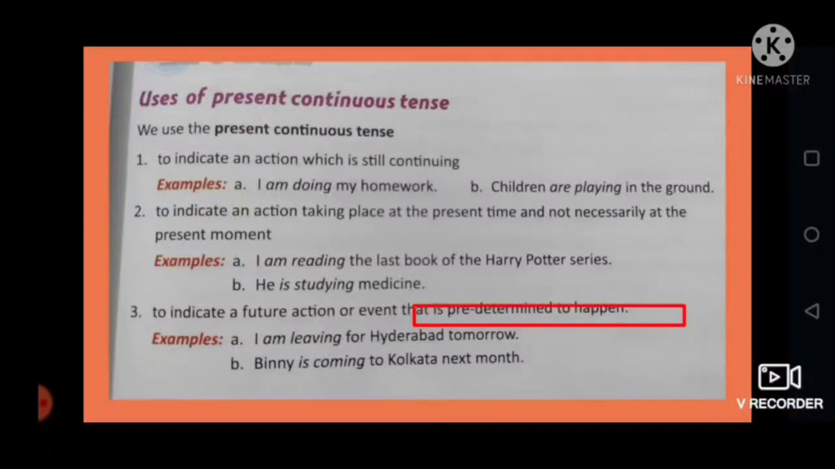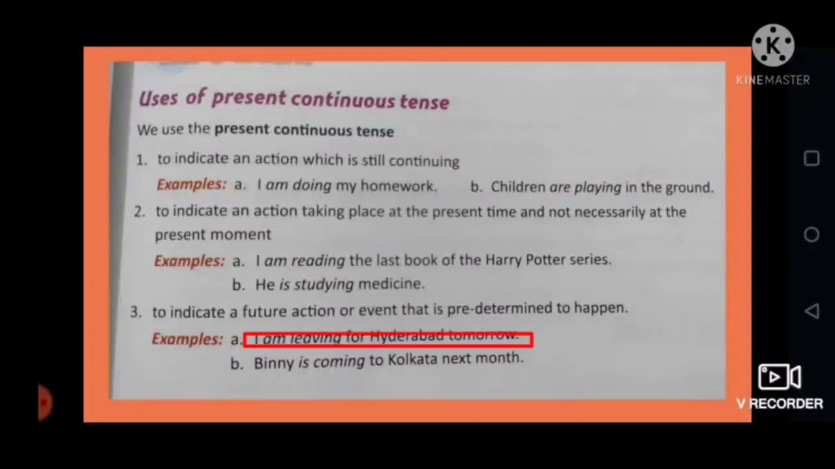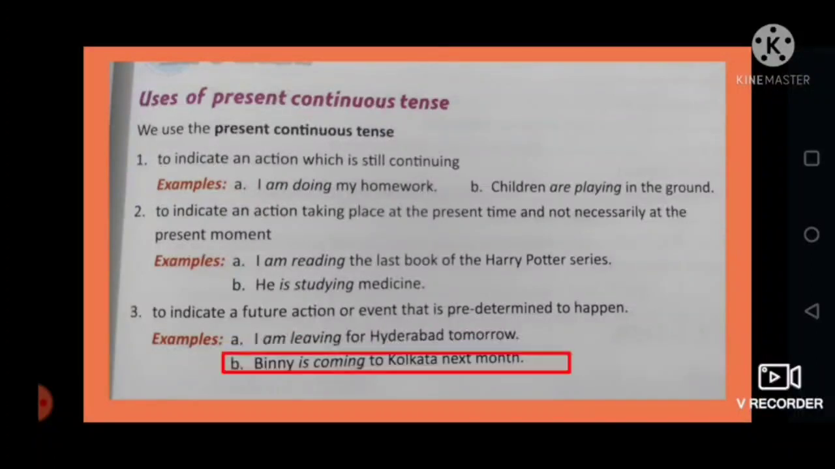Third is to indicate a future action or event that is predetermined to happen, which is pre-decided that this action will take place, will also come into present continuous tense. For example, I am leaving for Hyderabad tomorrow, like the action was predetermined by the doer. Binny is coming to Kolkata next month. The action of coming to Kolkata is already decided, right?